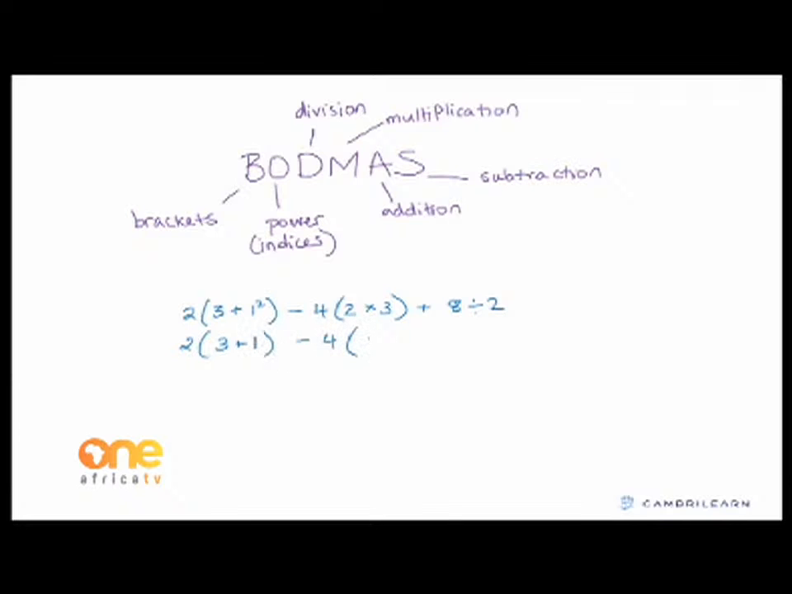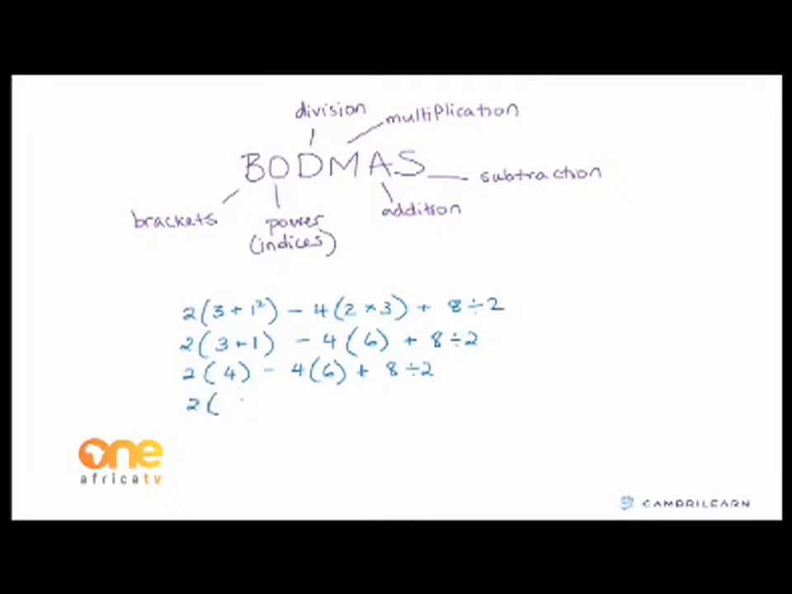Minus 4. 2 times 3 is 6. Plus 8 divided by 2. Yes, I'm going slowly. I want you to be absolutely sure you do everything in the right order. So, 3 plus 1 is 4. Minus 4 times 6. Plus 8 divided by 2. So, who comes next? Division.